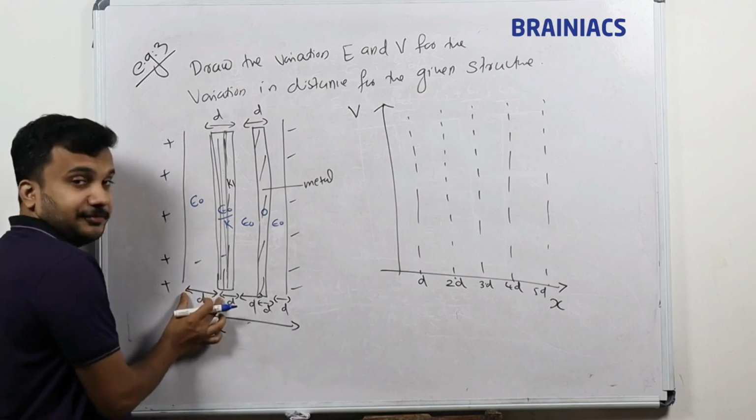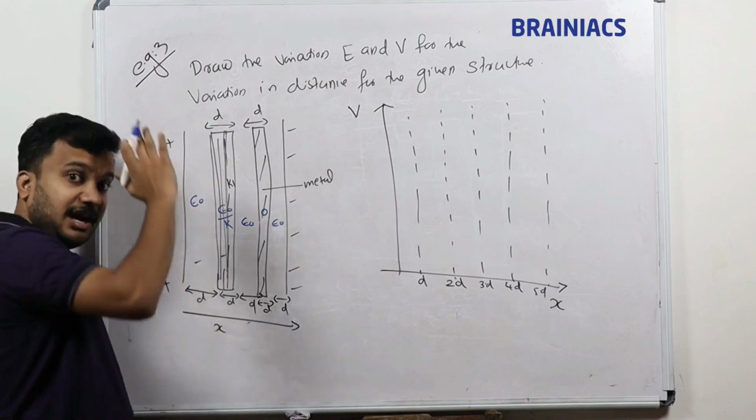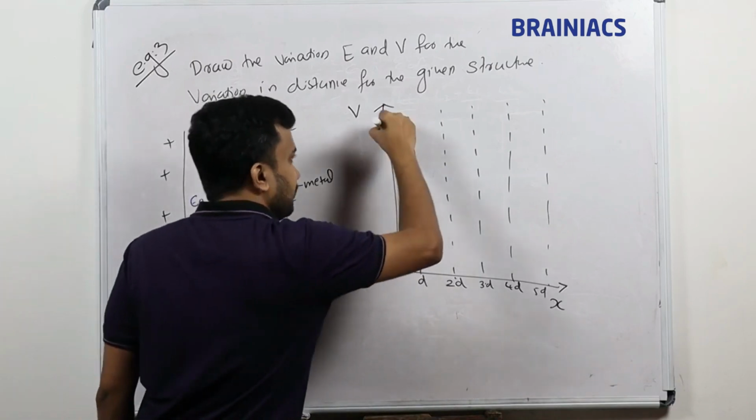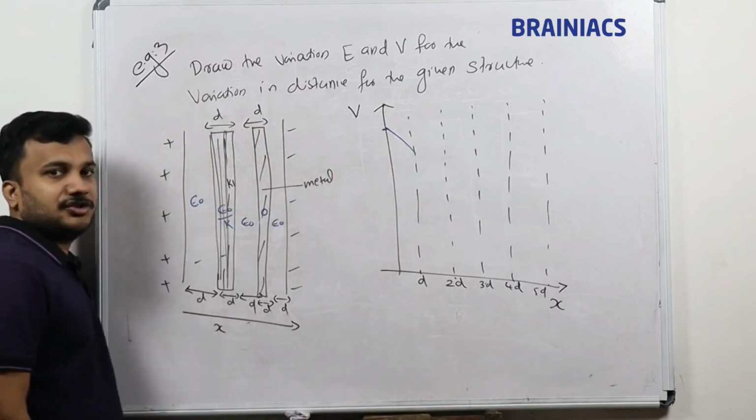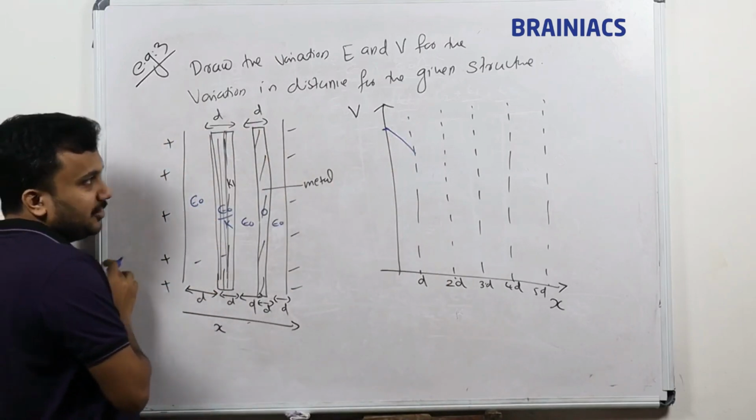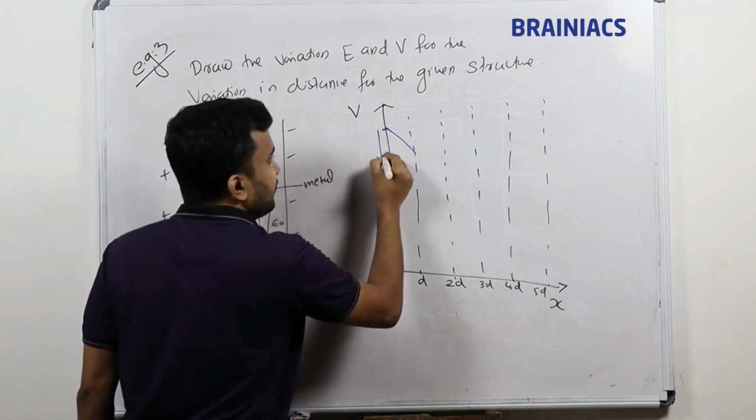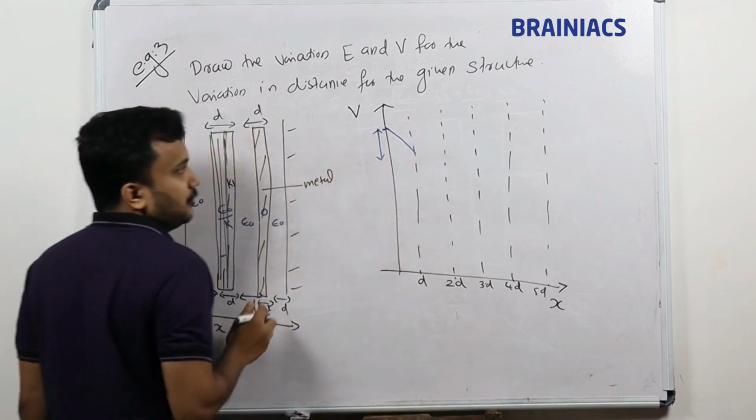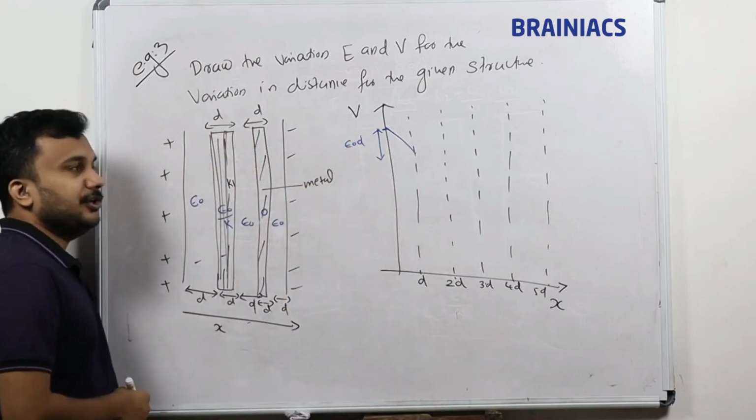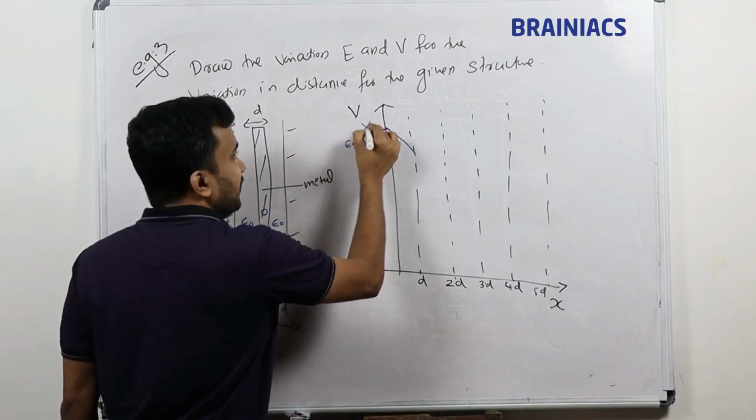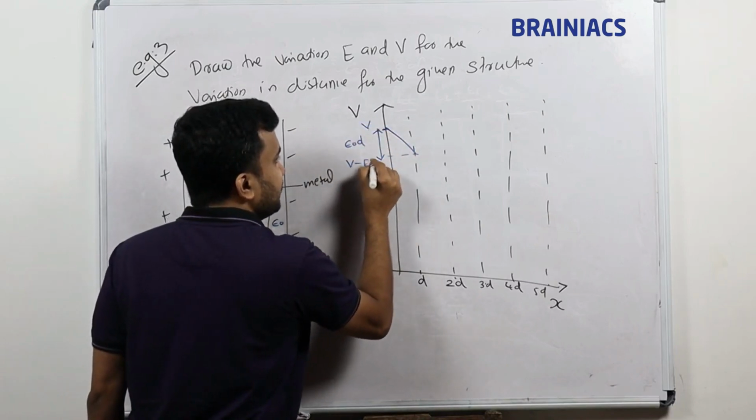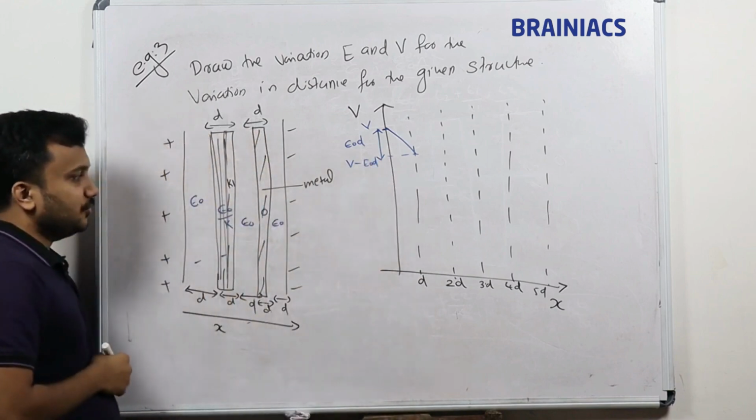So for the first D, I am starting from positive high potential, I am going towards the negative side. So going towards the negative side, potential is reducing. What is the potential reduced? The potential reduced value, from top to the bottom position, this difference is E0 into D. So topmost potential is V, then this point I can mark as V minus E0 into D. This is the potential reduced.